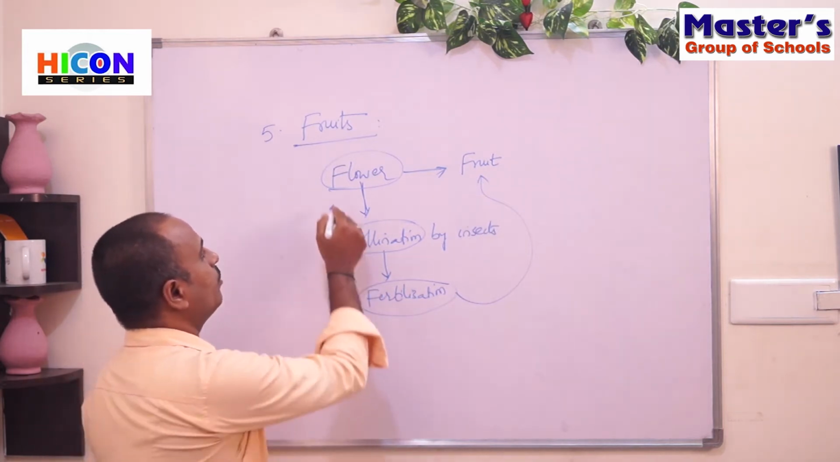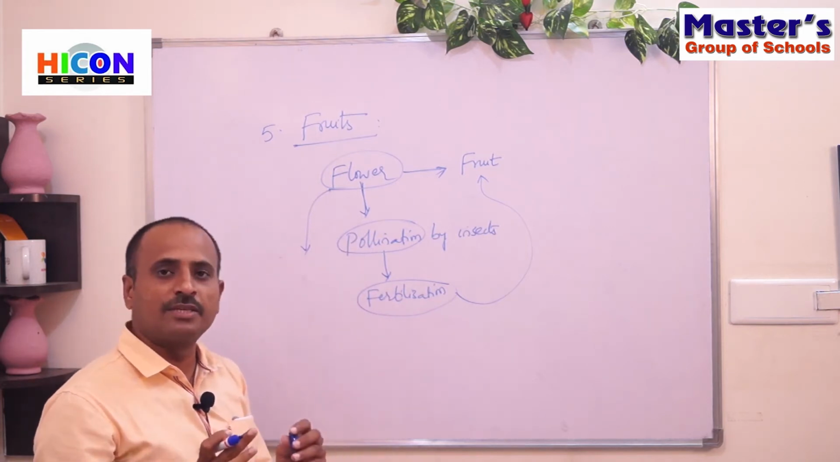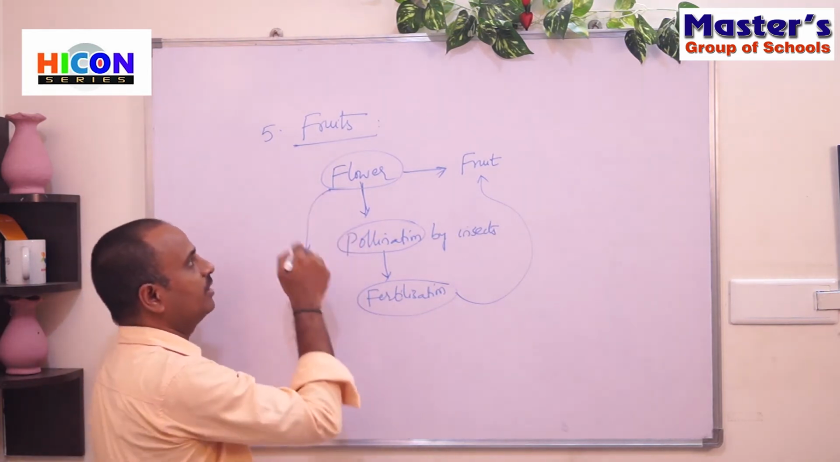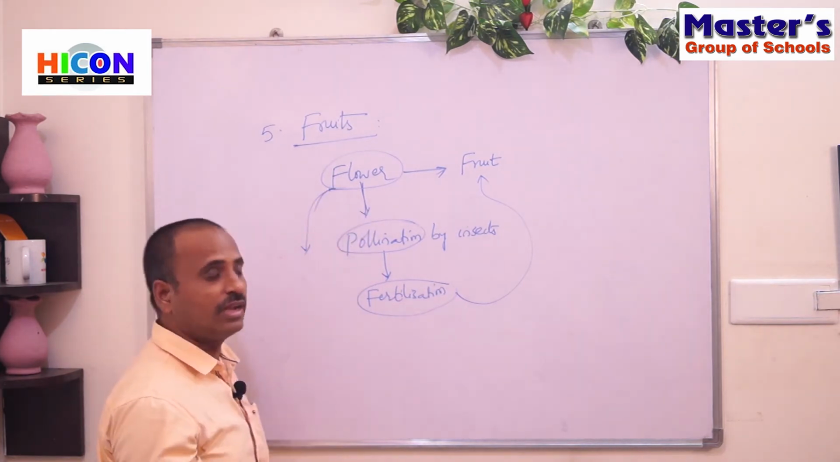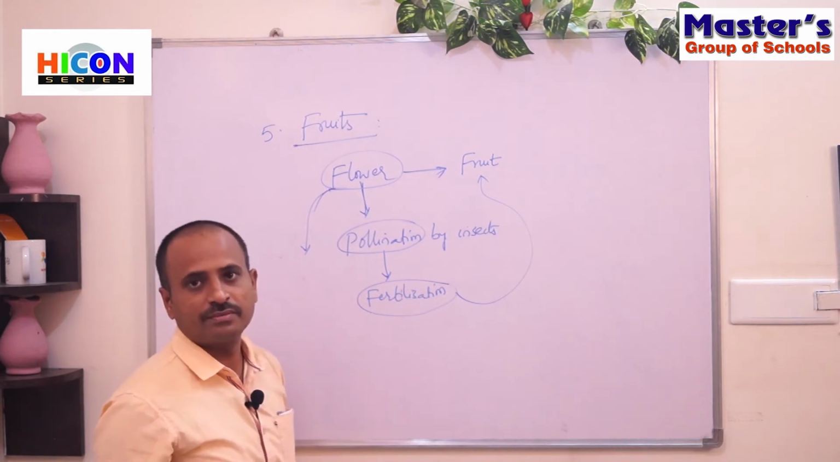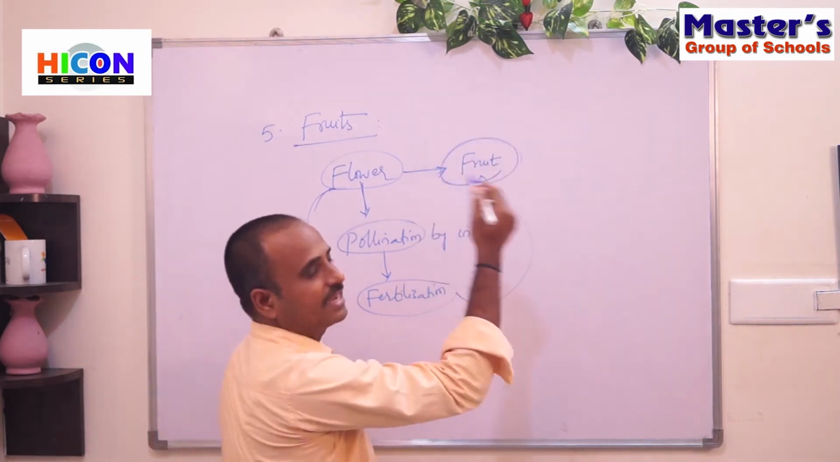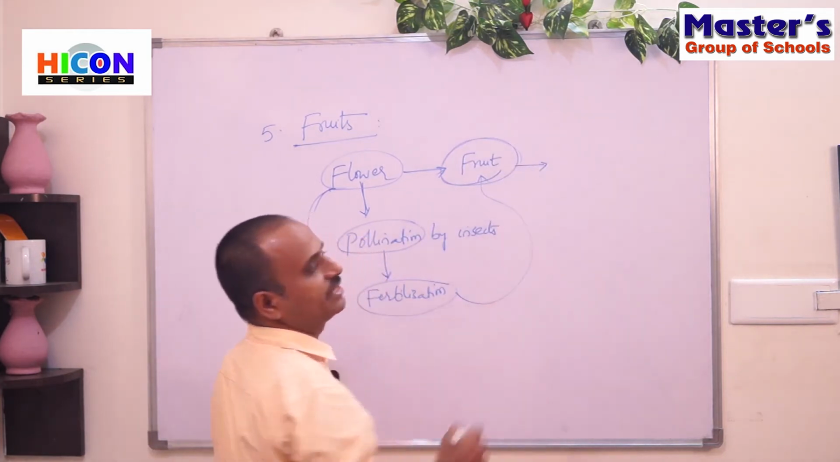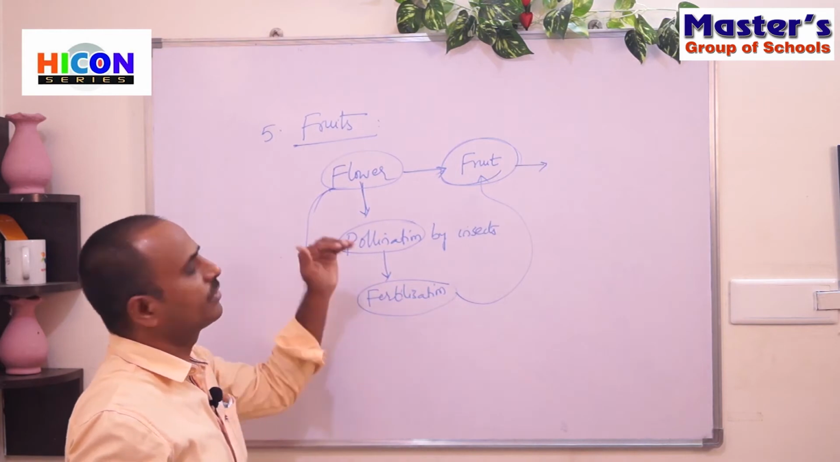Here the bottom part of the flower will become swollen. The sepals present at the bottom of the flower will fall down, and the bottom part of the flower will become swollen and turn into a fruit. After some days, the fruit becomes larger and its color also changes. So this is the way a fruit is produced from the flower.